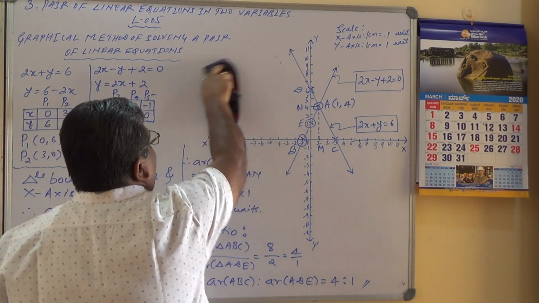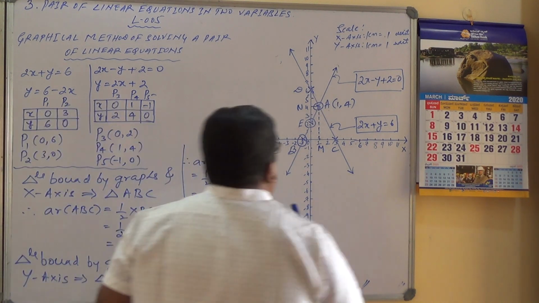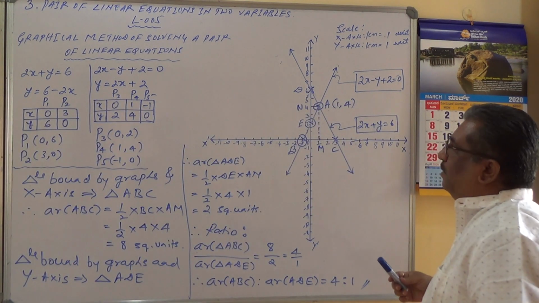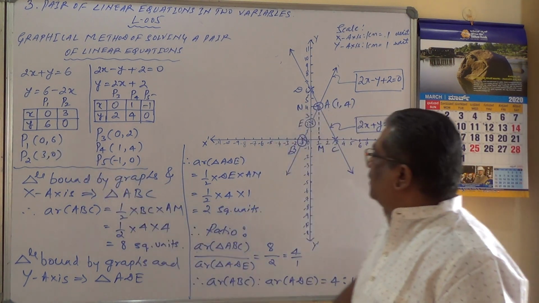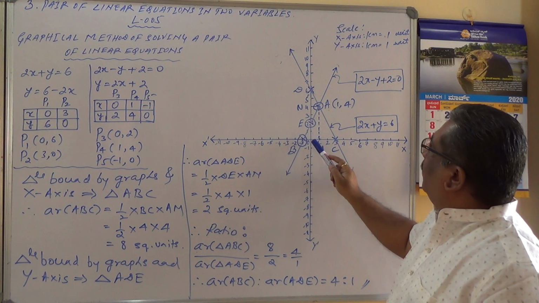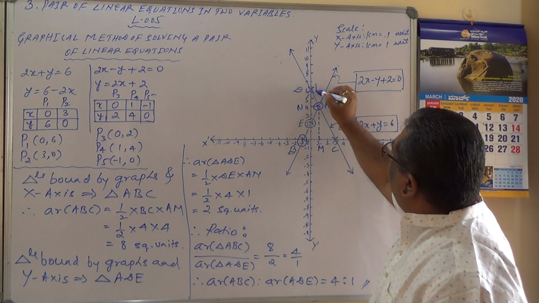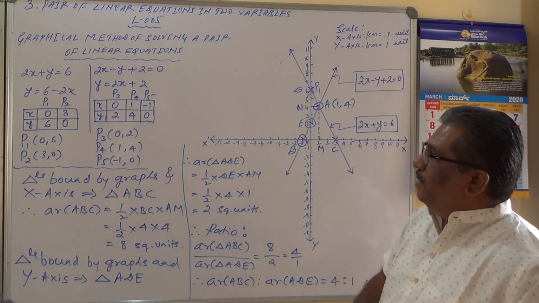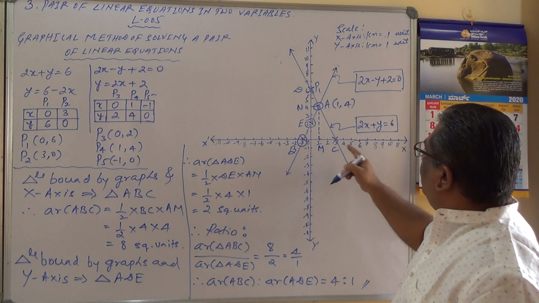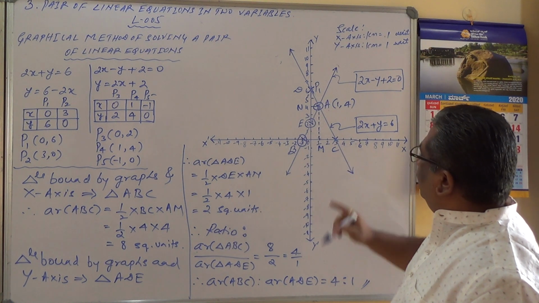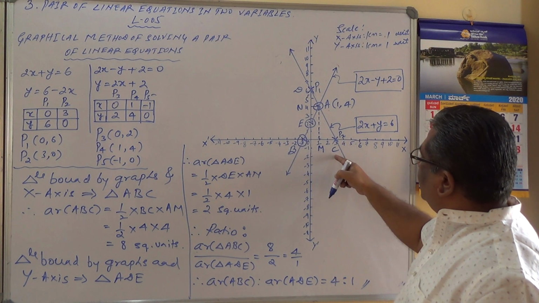This is not required, therefore I am erasing this. Not required. Fine. We'll plot the graphs now. Point P1: 0, 6. X coordinate is 0, y coordinate is 6 here. So this will become P1. Then P2: 3, 0. This is P2 here. I am naming that point once again as C here.